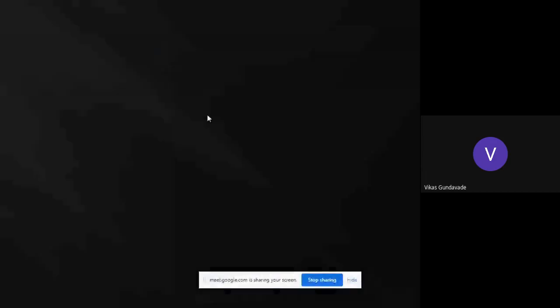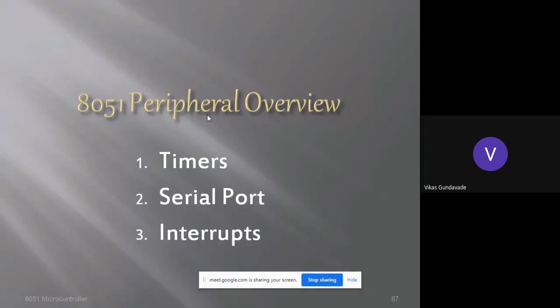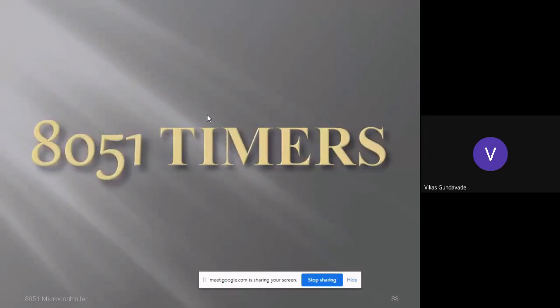So in these different peripherals, today we will start with the timers and counters. Then we will see the serial ports, and then the last one will be the interrupt. So we'll start with the timers.